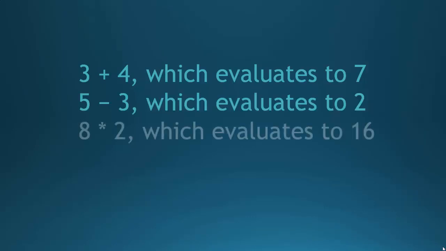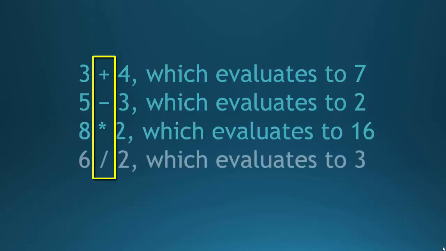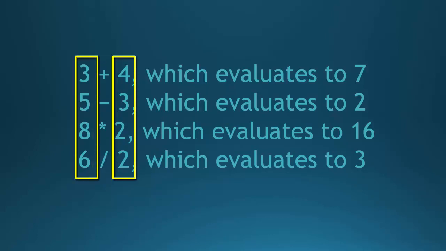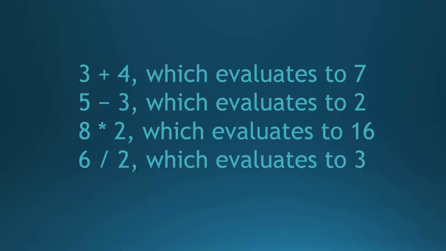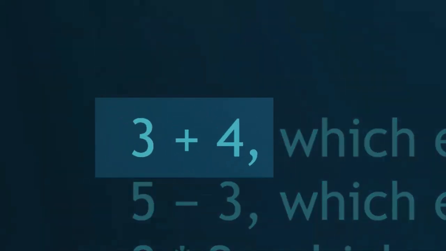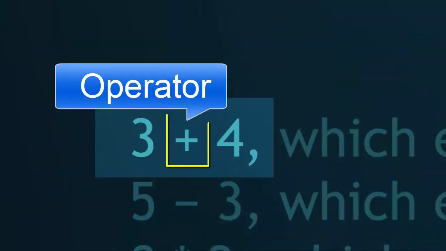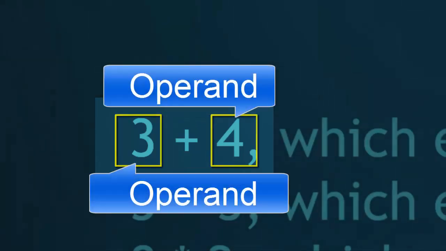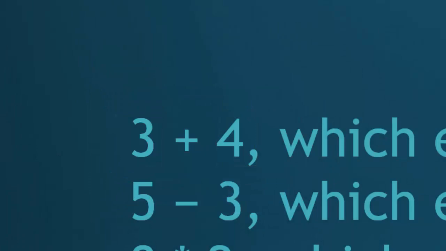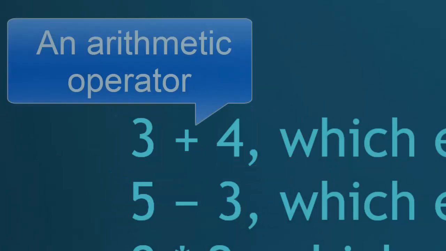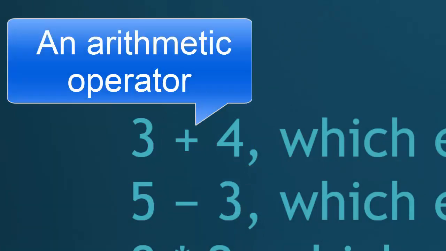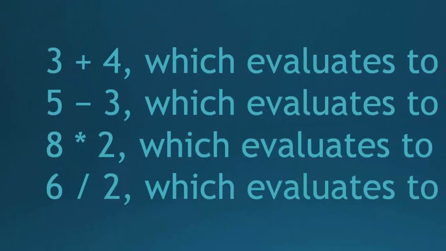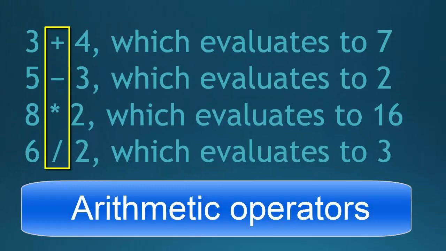An expression is created by combining an operator with one or more values, which in this context are called operands. So in the expression 3 plus 4, for example, the plus is the operator, and the 3 and the 4 are operands. Because the plus operator performs arithmetic on numbers, it can be described as an arithmetic operator. The same is true of minus, times, and divide.